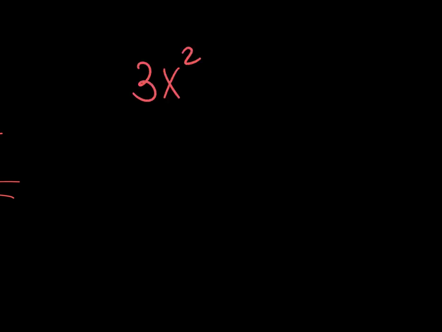3x squared plus 12x plus 9 equals 0. I'll pause for a second while you solve that.